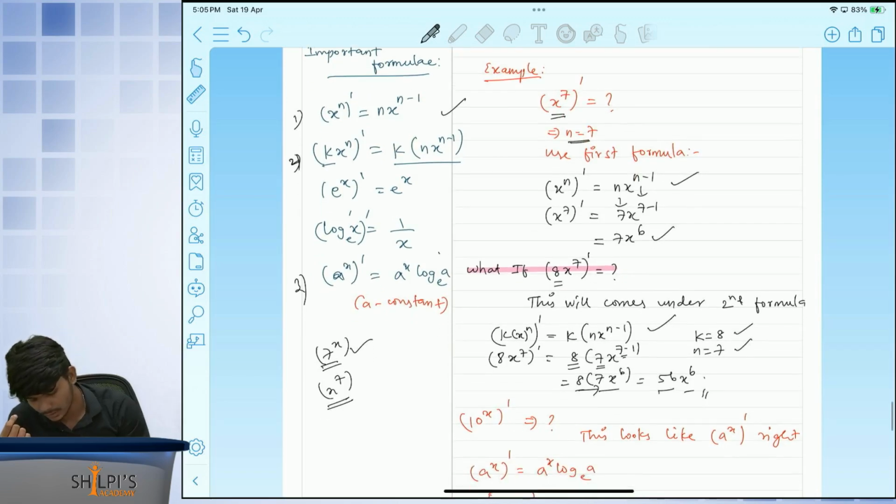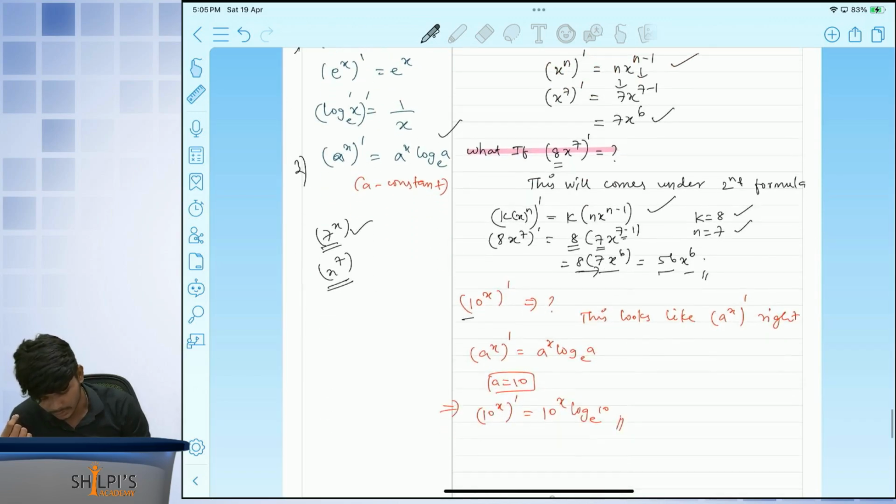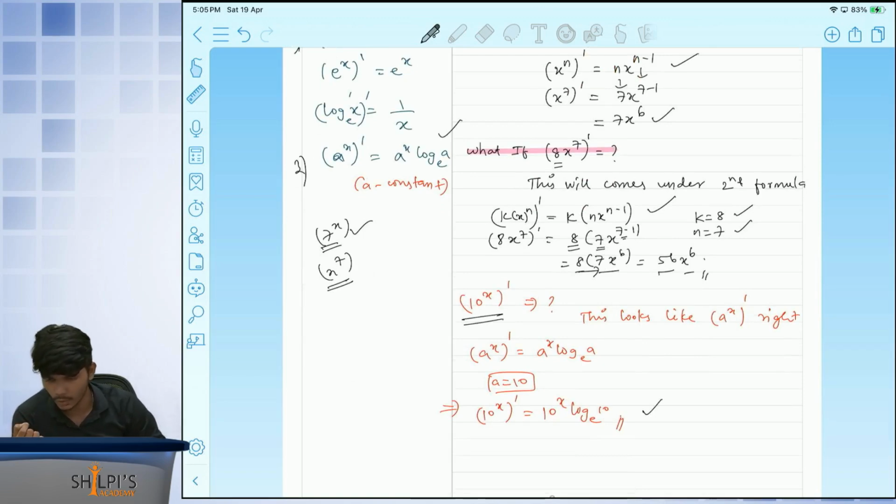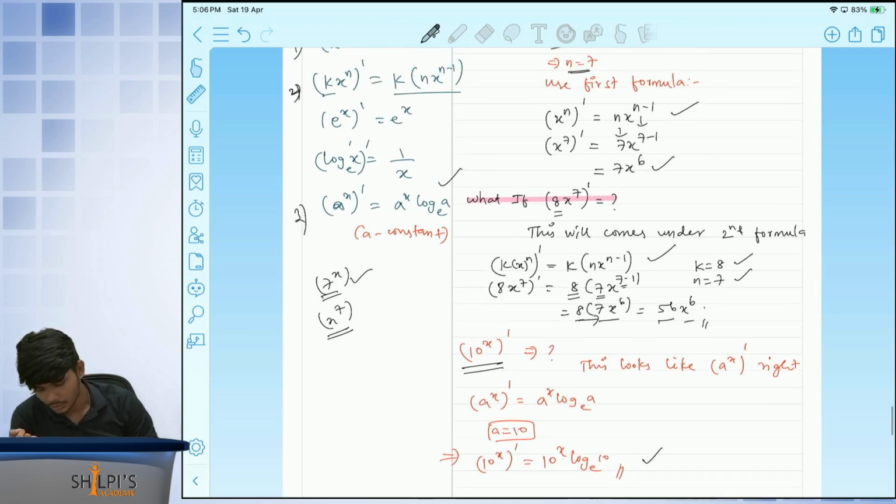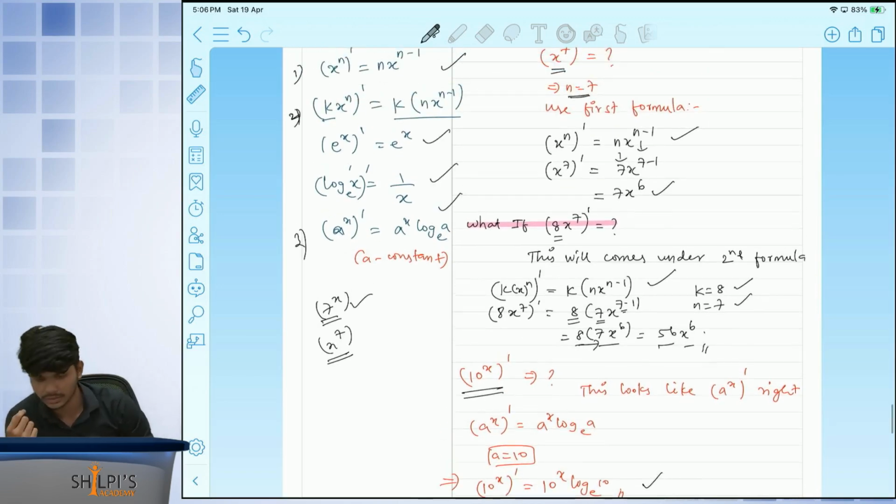So if I use the third formula for this question, (10^x)' is equal to, just substitute the value of a in the respective places, you will get 10 power x log 10 base e. And you should remember these two formulas.